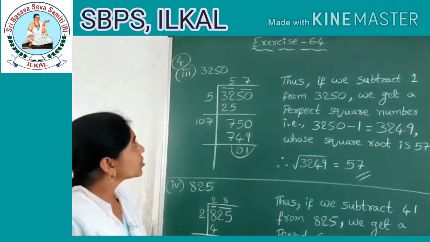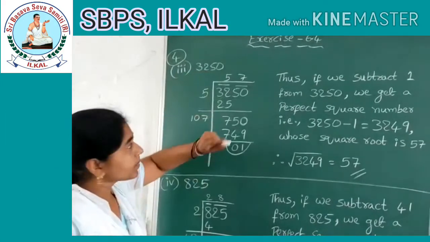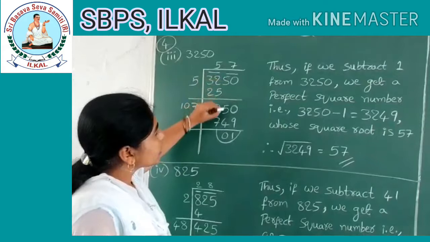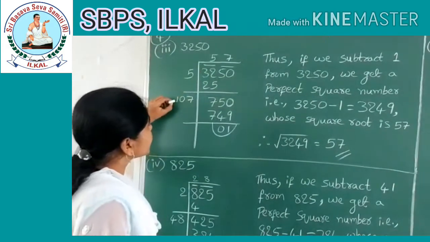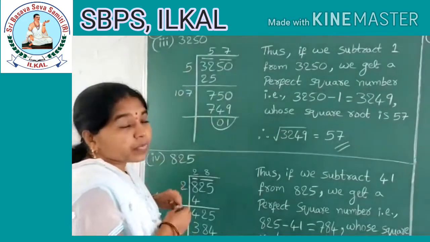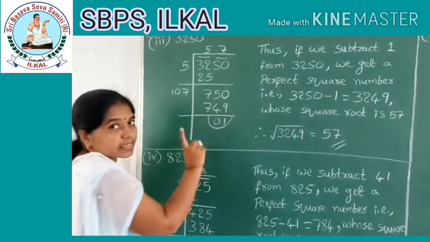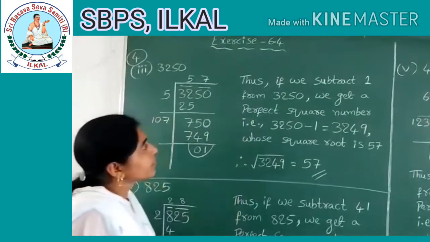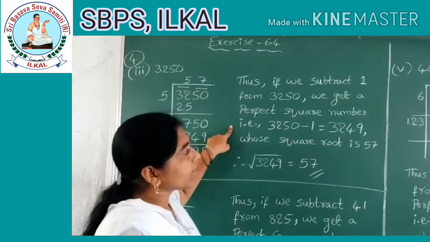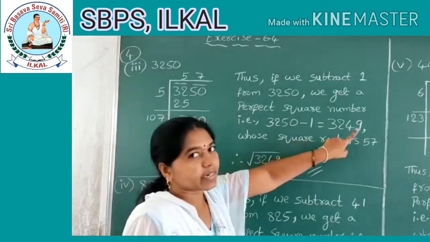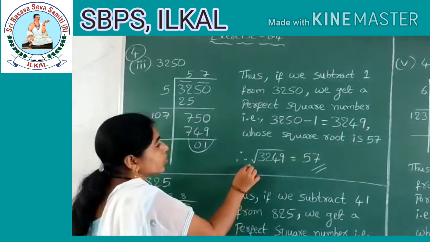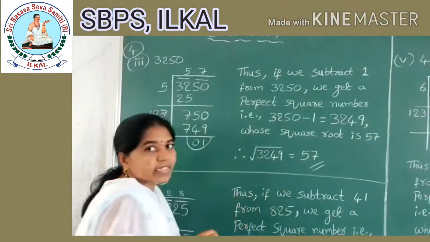Okay. Next question, 3250. 5 fives are 25. 32 minus 25 gives 7. Next two digits we have to consider. 5 plus 5 is 10, children. 7 sevens are 49, 4 carry. 10 sevens are 70 plus 4 is 74. Then 750 minus 749 is equal to 1. Thus, if we subtract 1 from 3250, we get a perfect square number, that is 3250 minus 1, which is equal to 3249, whose square root is 57. Therefore, the square root of 3249 is equal to 57.